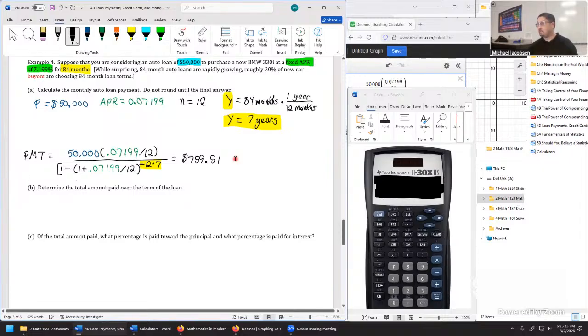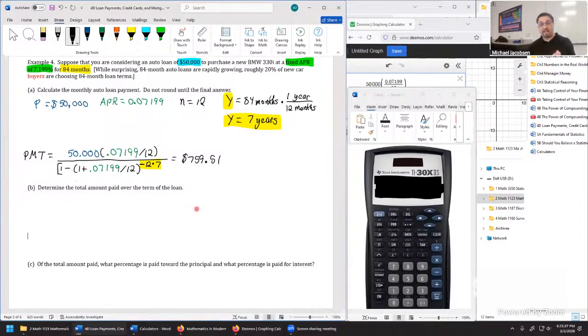But once we get here, we can now determine how much is going to be paid over the 7-year term on this auto loan. So it's a pretty humongous payment when you think about it. Those used to be mortgage payments or around that magnitude. But this is now for just a single car, $759.51 per month is the payment.